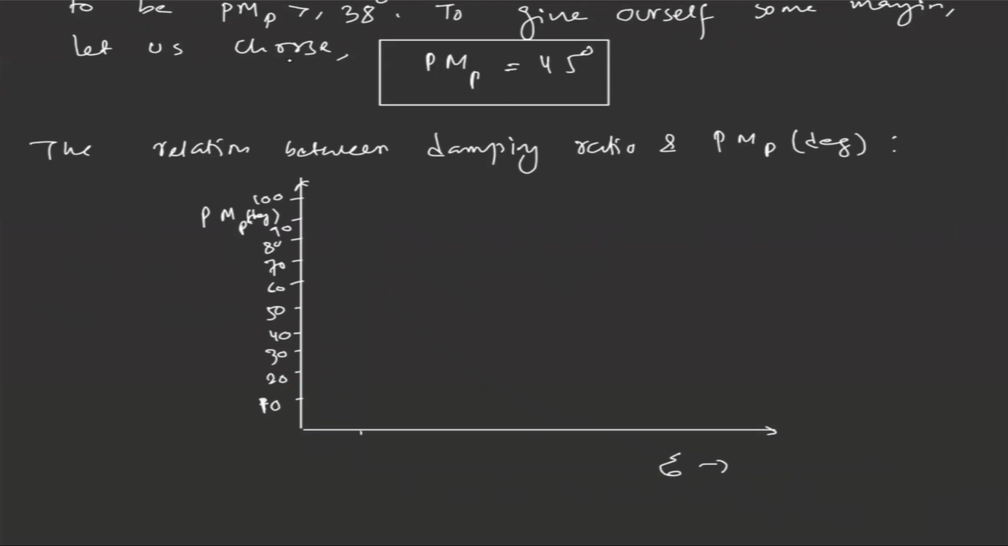And 0.2, 0.4, 0.6, 0.8, and 1. And the phase margin varies with respect to damping ratio. We have the plot, something like this.